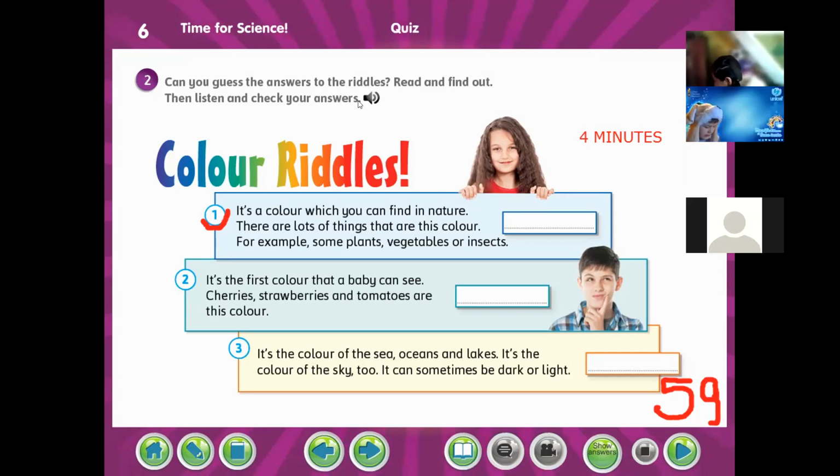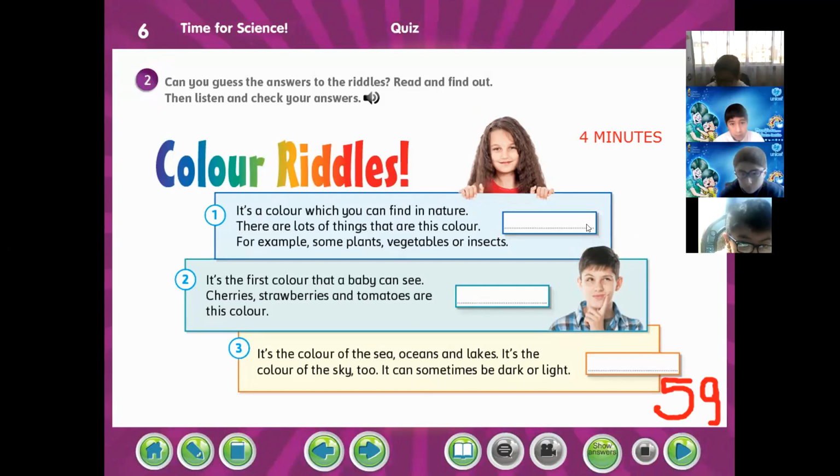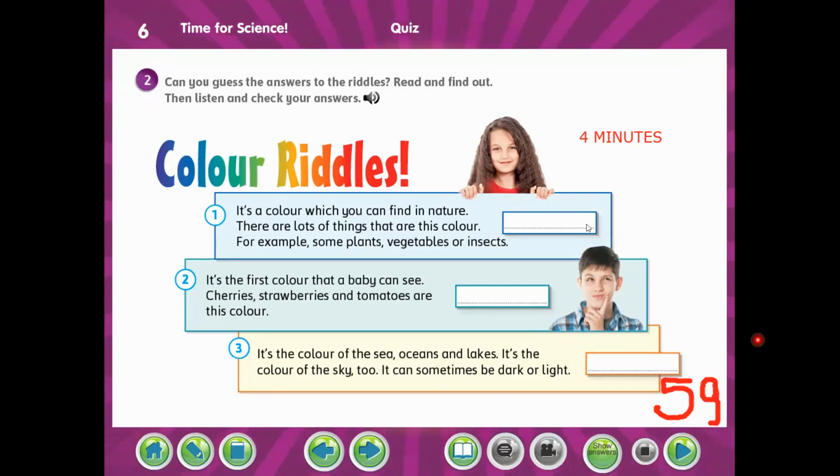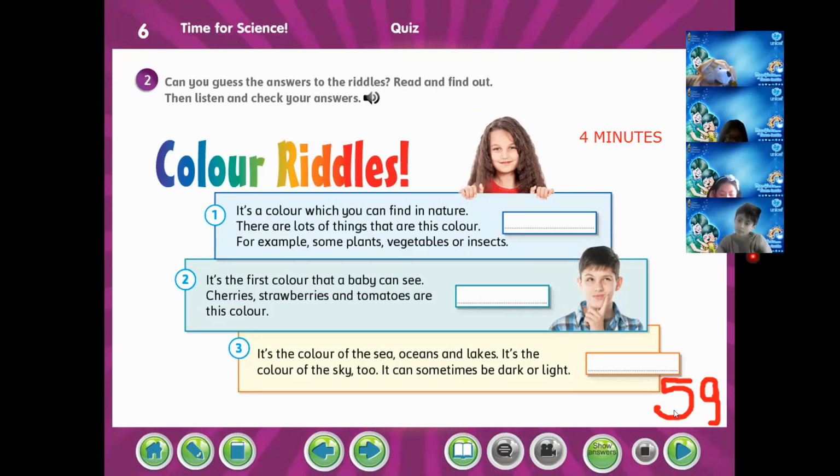Adriana, read the riddles, Adriana. Read your book. Read this text. Which color is describing? The same, the number two. Read. Camila, your camera, please. Gustavo, the same. Ariana, your camera. Yeah, read, please, the book. Page 59.